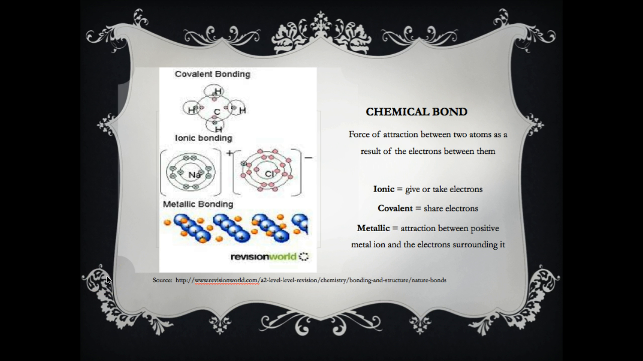A chemical bond is a force of attraction between two or more atoms as a result of the electrons. Depending on the type of bond, atoms can either share electrons between the elements, or they will give or take electrons. There are three types of bonds. You have ionic bonds, covalent bonds, and metallic bonds.